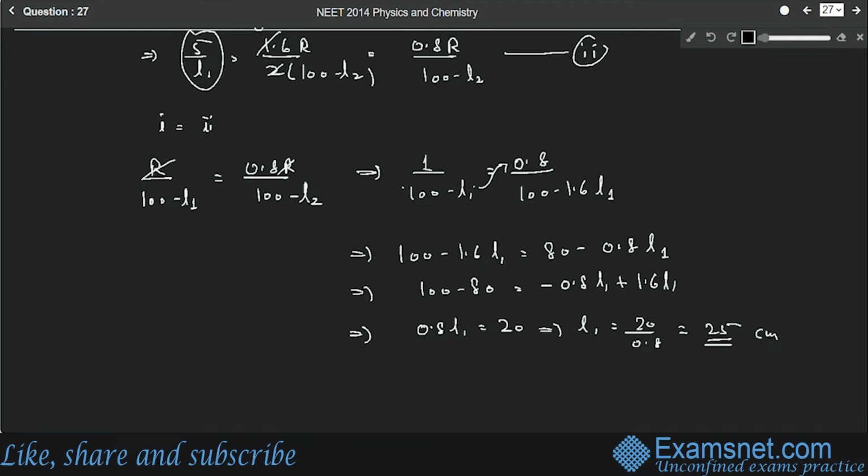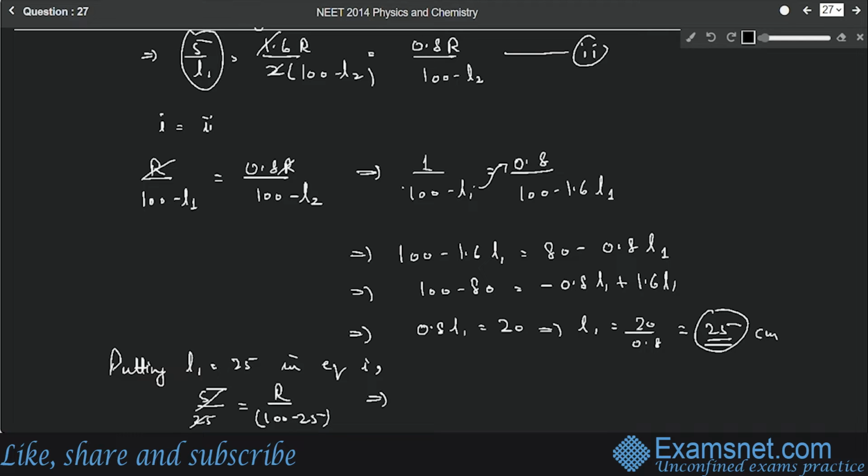But we have to find out the value of resistance R. So if we put this value in equation 1, so putting L1 equals 25 in equation 1, we'll get 5 by L1, that means 5 by 25 equals R by 100 minus L1, that means 100 minus 25.